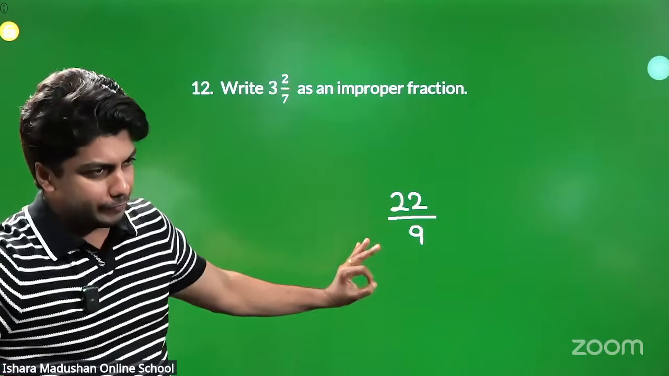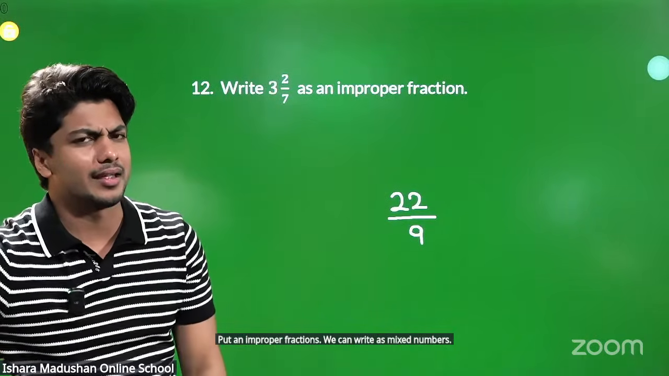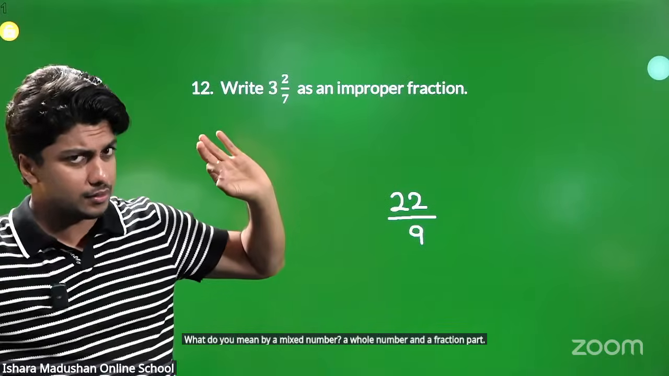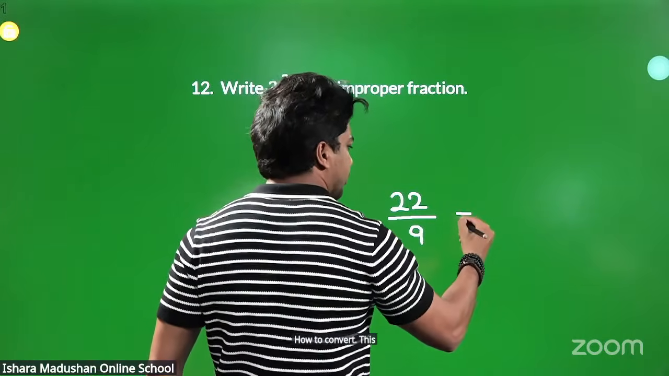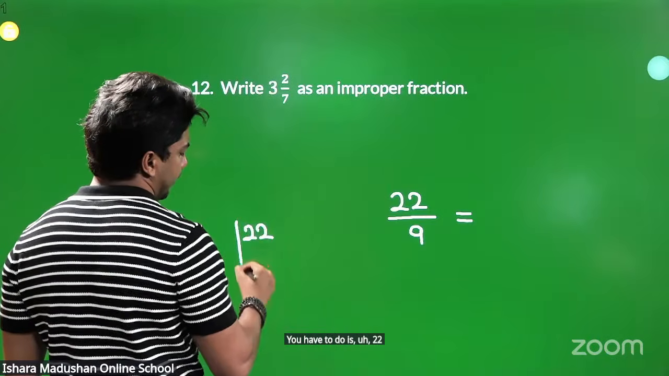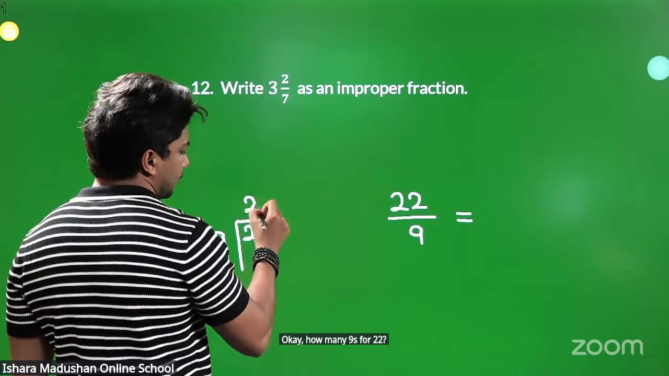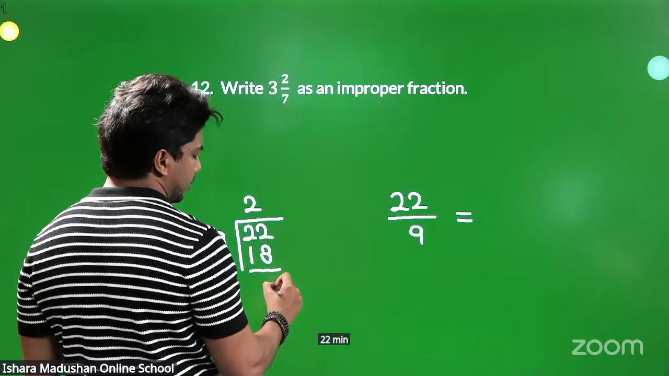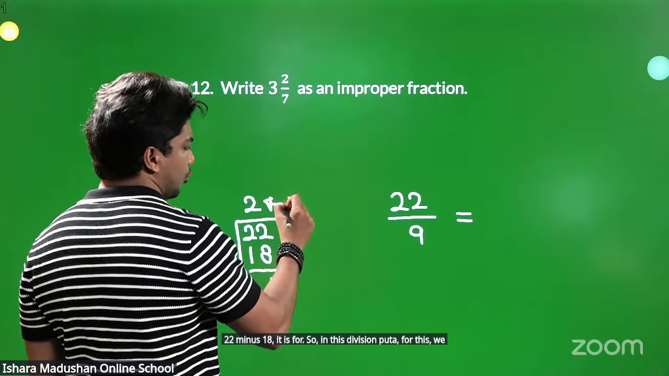Improper fractions we can write as mixed numbers. What do you mean by a mixed number? A whole number and a fraction part. How to convert this improper fraction to its mixed number? You have to do 22 divided by 9, right? How many 9s for 22? 2. 9 into 2, 18. 22 minus 18 is 4. So in this division, we call this the quotient.